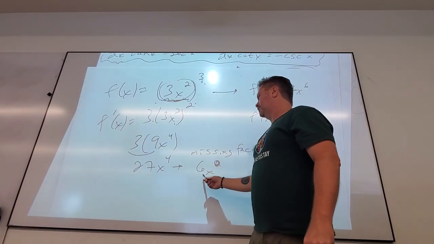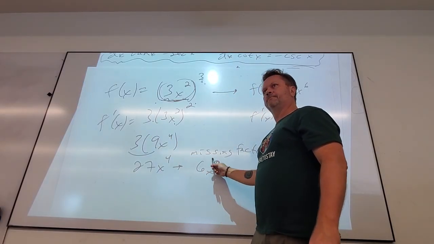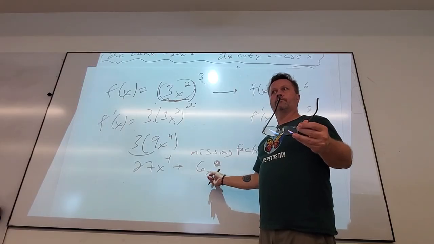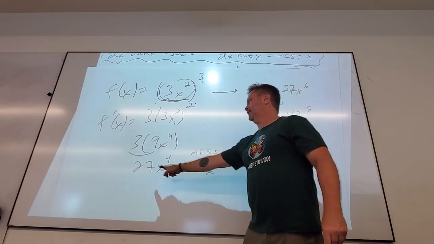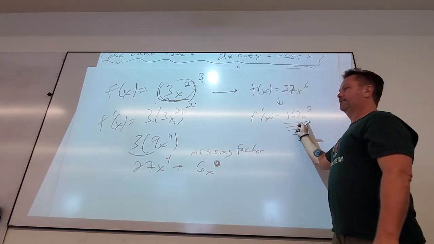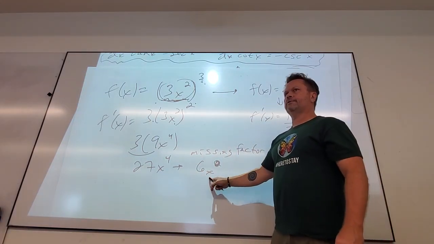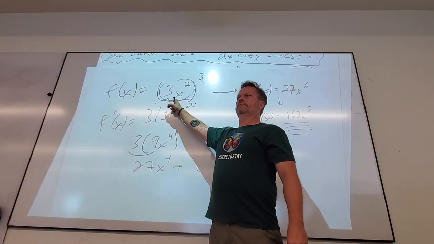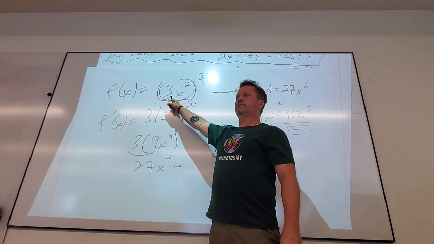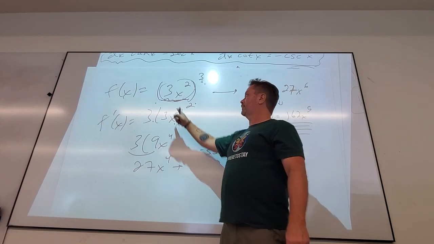Does everybody understand where the 6x came from? If you don't, it's okay, just let me know. It's not a big deal. Everybody sees that I'm missing a 6 to make that match, and I'm missing 1x to make that match. How does 6x relate to what's in here? It's its derivative, yeah. Isn't 6x the derivative of the inside?